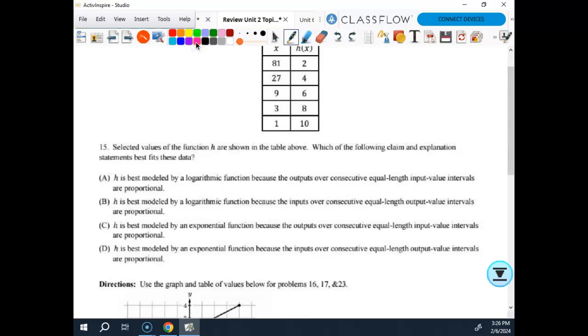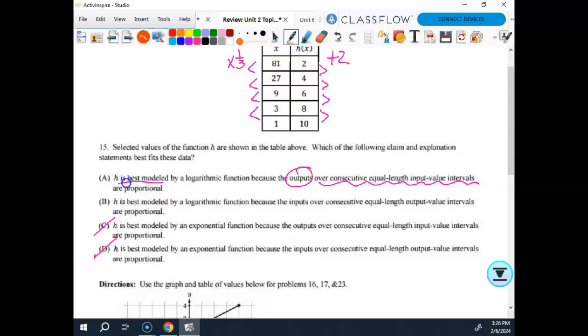Same thing, I've got to figure out first if it is logarithmic or exponential. So when I look at this here, this is being multiplied by 1/3. Here, we are adding 2. So since my x's are proportional, that means it has to be logarithmic, so I can knock that out. And so h is best modeled by a logarithmic function because the outputs over consecutive equal length input value intervals are proportional, or because the inputs over consecutive equal length output intervals are proportional. Well, we can see here that it's our inputs that are proportional. Our answer is B.